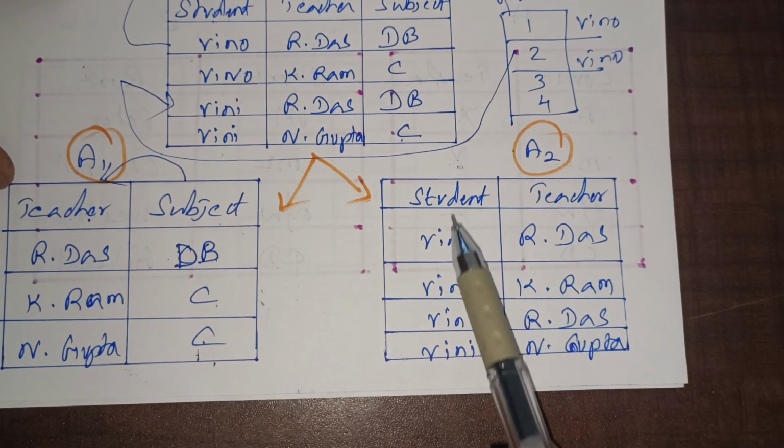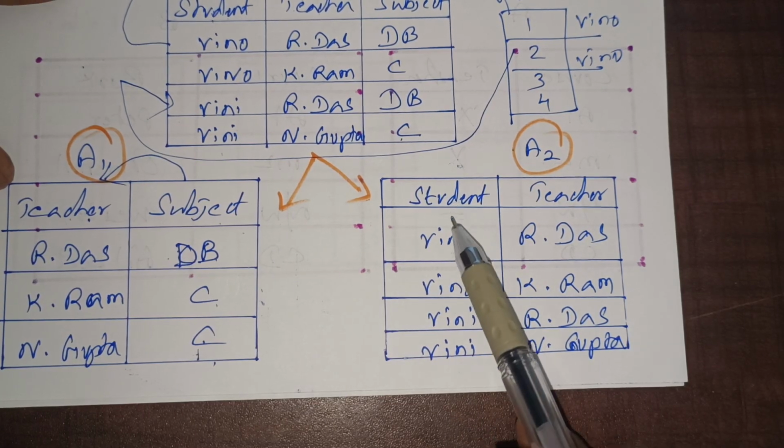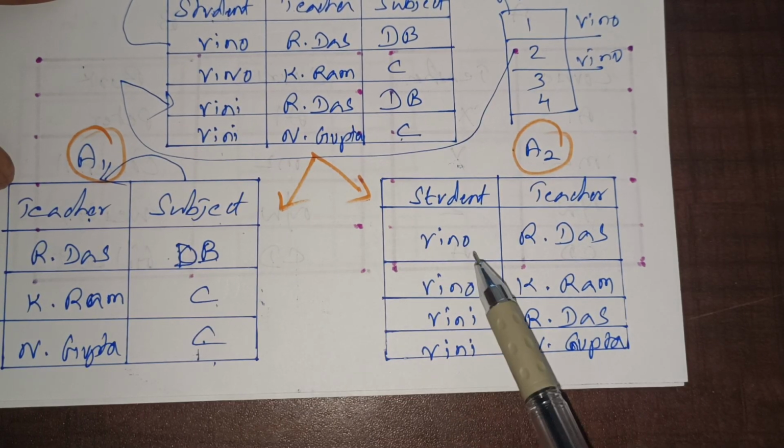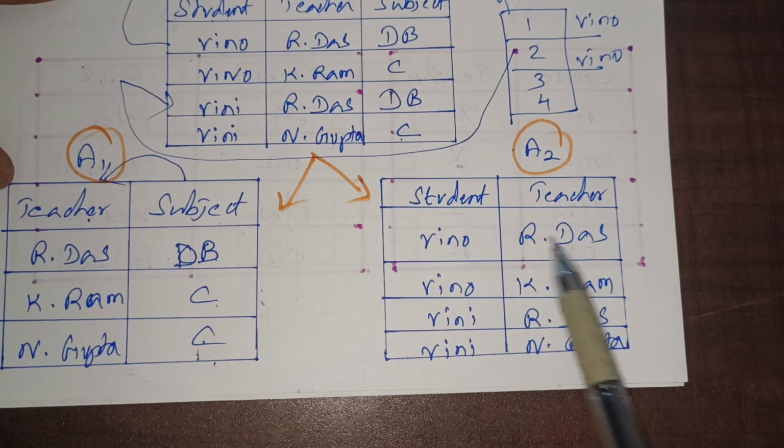There is a teacher here and there is a student here. This is called functional dependency. If the number of students increases here, you can see Vino can read database and C, but the faculty is different, though the students are the same. Vino can have 6 different subjects.